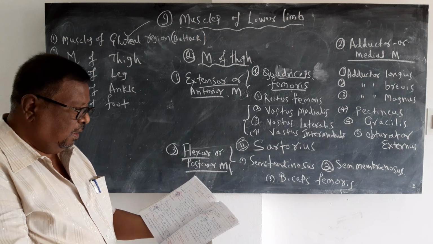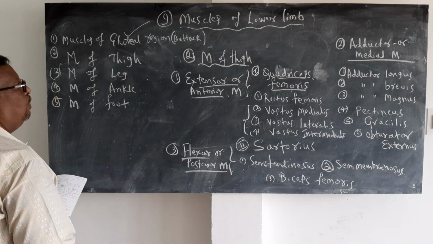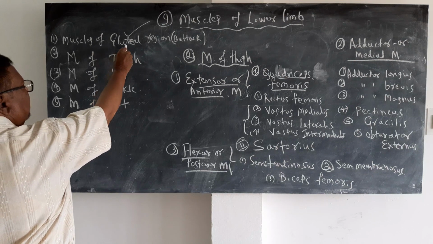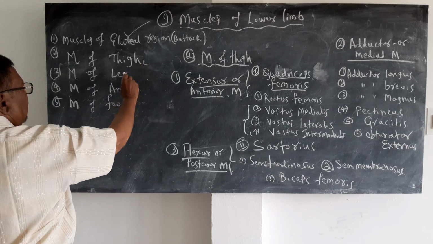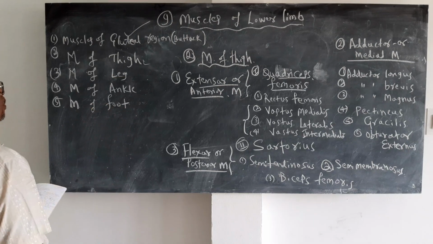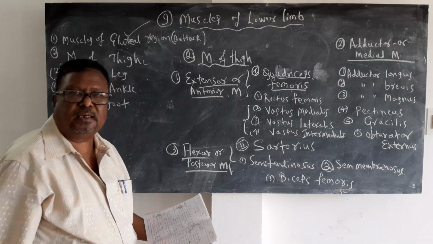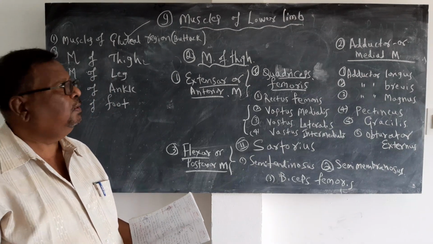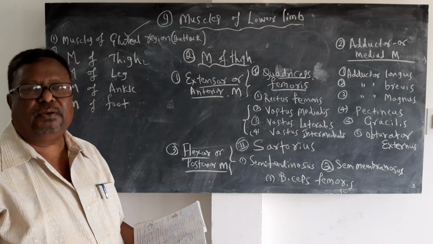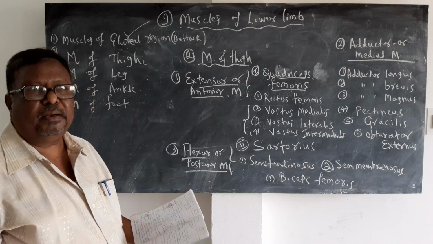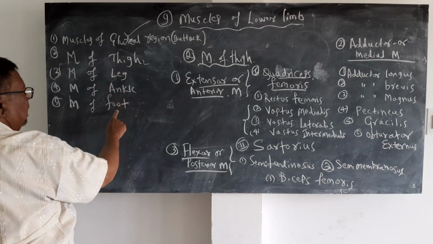Now coming to the lower limb, we have 5 different parts in the lower limb: the gluteal part or the buttock region, thigh region, leg region, ankle region and the foot region. So these are the 5 places where the muscles are situated. Collectively they are called muscles of the lower limb.